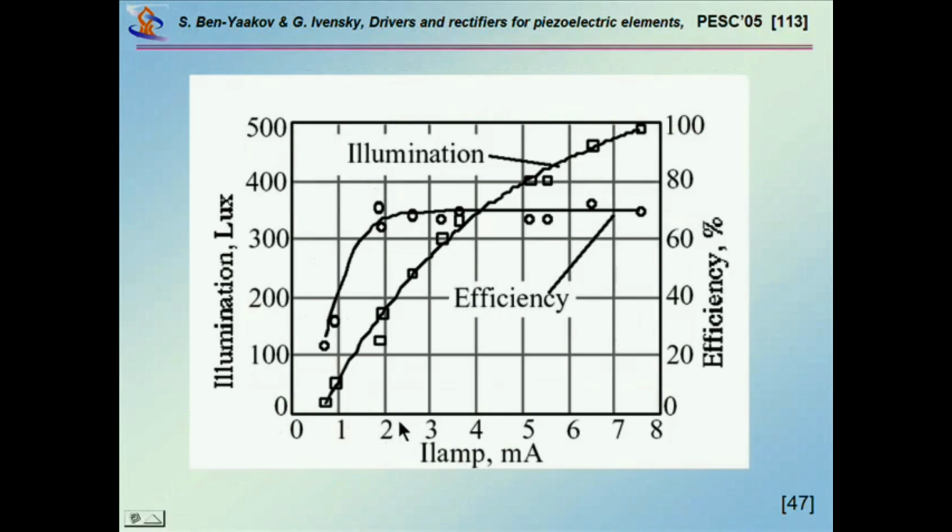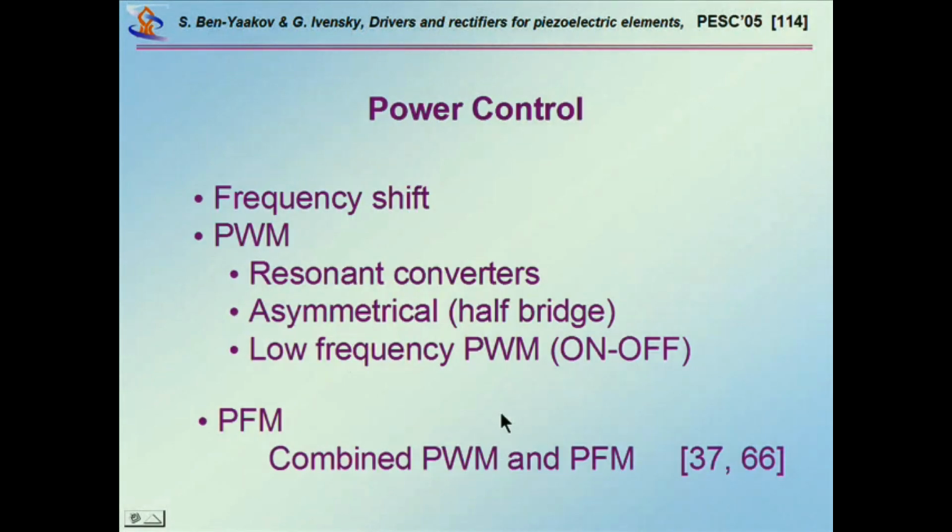And here is some typical performance of this thing. This is the efficiency measured, and these are the illumination. By changing the duty cycle with a fixed frequency, you can change the dimming. And here we see actually the dimming effect. The operating point, I guess, was something like 5 or 6 milliamps.